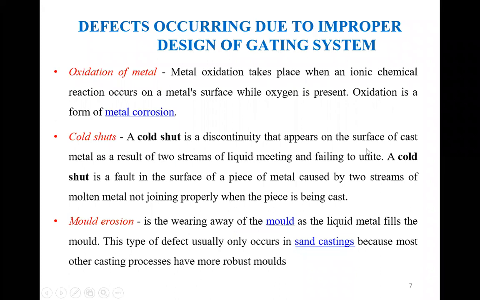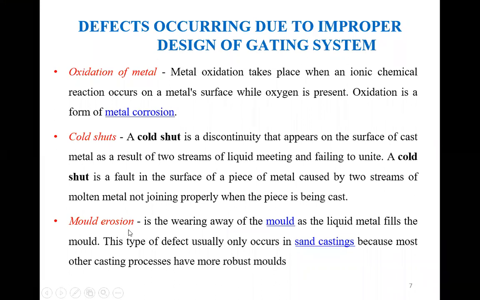So the cold shut is a discontinuity that appears on the surface of the cast metal as a result of two streams of liquid meeting and failing to unite. Unite means the solidification cannot be done, so the bonds do not have a good connection. A cold shut is a fault in the surface of the piece of metal caused by two streams of the molten metal not joining properly when the piece is being cast.